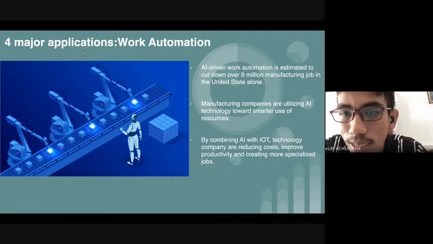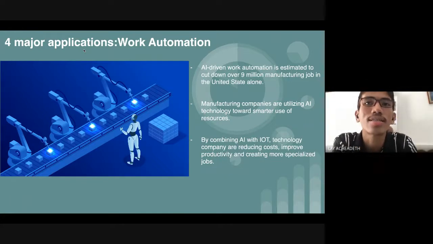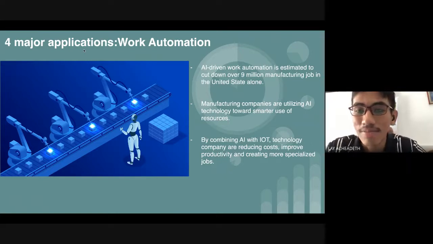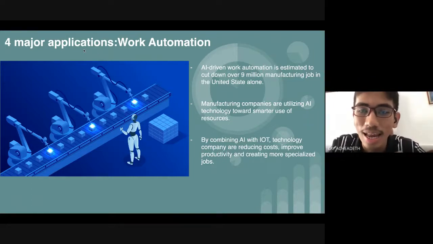AI-driven work automation is estimated to cut down over 9 million manufacturing jobs in the United States alone. I mean, in this modern world, in developed countries, no one really uses human labor anymore. It's expensive. And yep, instead of using human labor, we use automation. I mean, come on, the benefit is there. Why not just reap it? And yep, the United States is reaping it right now. And it's not just the United States. There are many other countries.